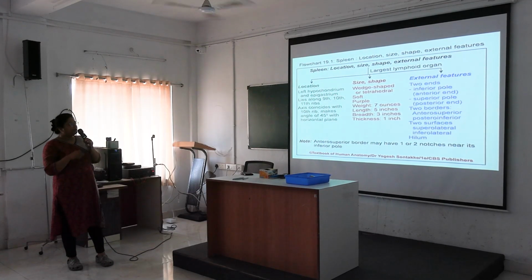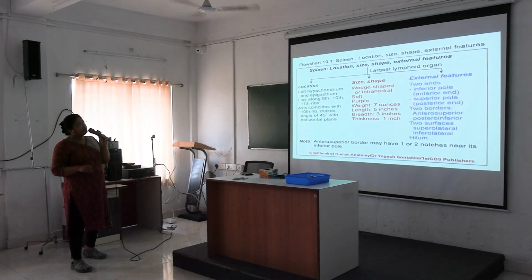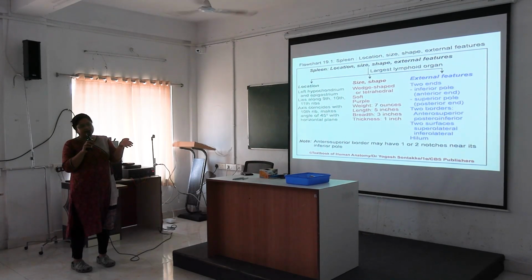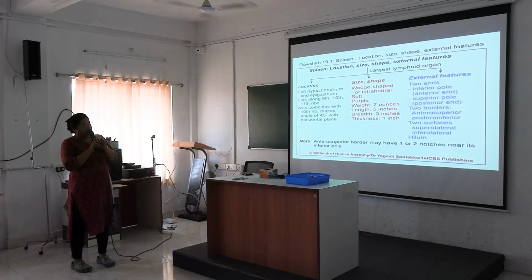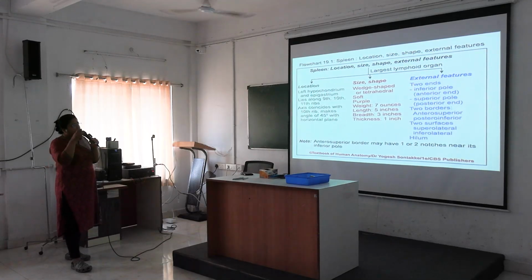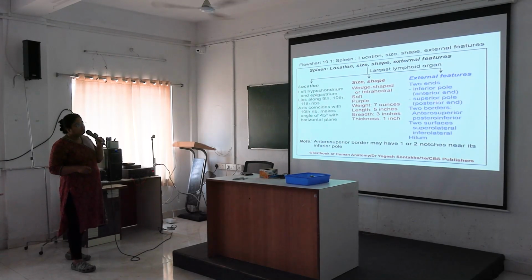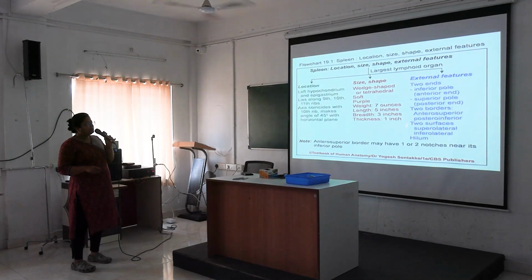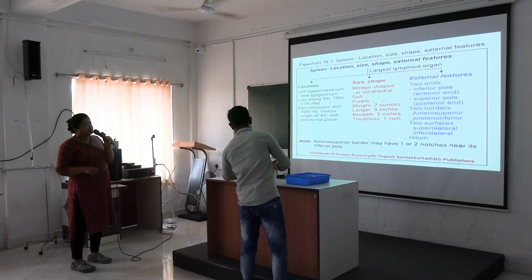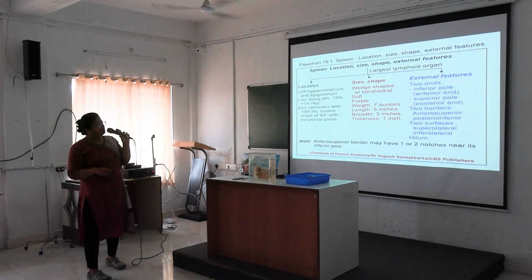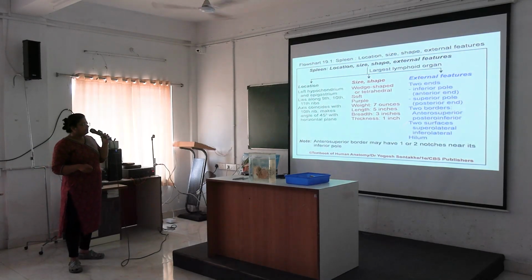So external features: the spleen has two ends, the inferior pole or anterior end, which lies slightly inferiorly, and the posterior end or superior pole. It has two borders, the antero-superior border and the posterior-inferior border, two surfaces, the superolateral surface and the inferolateral surface, and a hilum of the spleen.